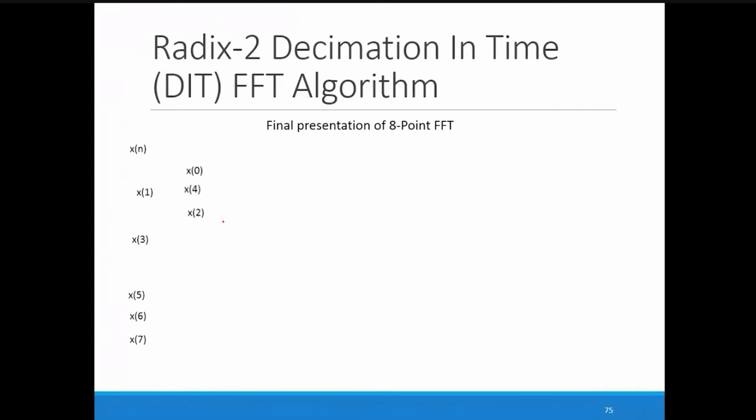So x0, x4, x2, and then x6. Then I am taking the second sequence x1, x5, x3, and x7. This is how we apply the bit reversal and obtain this sequence. Then for the 2-point DFT we apply this butterfly diagram as we have studied.